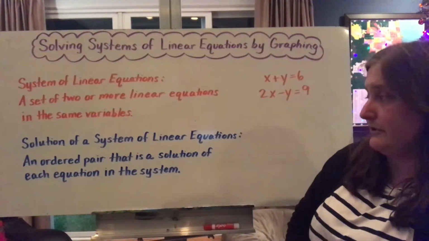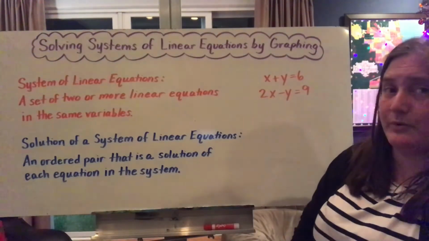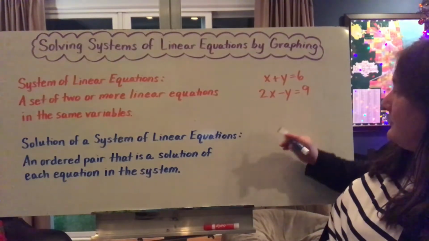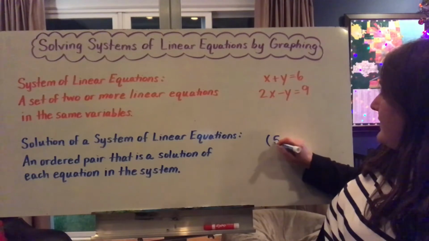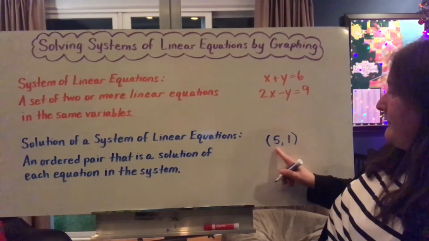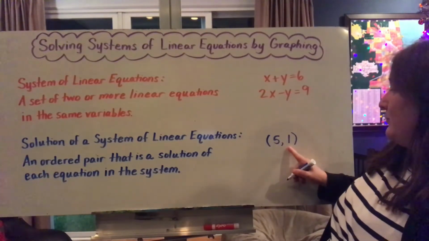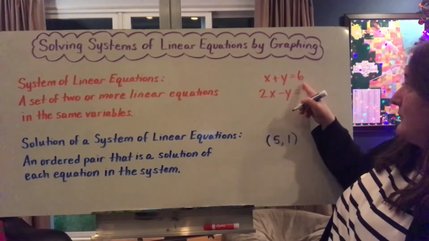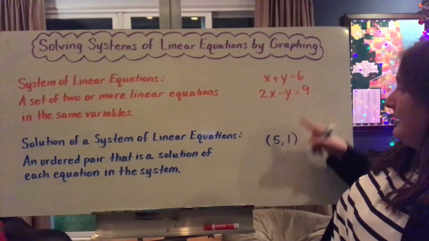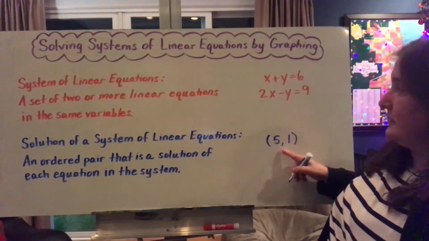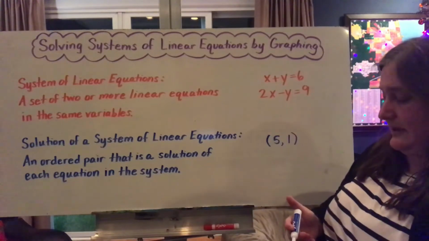It's an ordered pair that is a solution of each equation in the system, so both of these equations. So in this case, my solution would be (5, 1), where 5 is my x value and 1 is my y value. If I plug them in, 5 plus 1 equals 6, and 2 times 5 is 10 minus 1 equals 9. So this is a solution for both of the equations in that system.